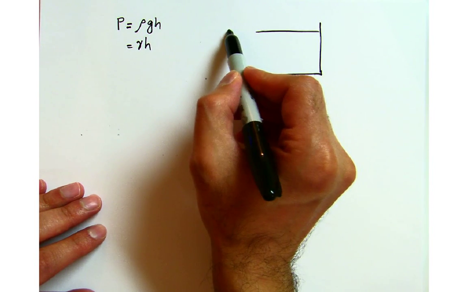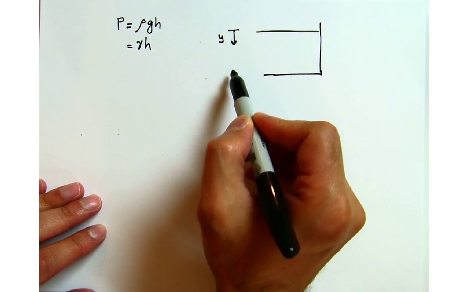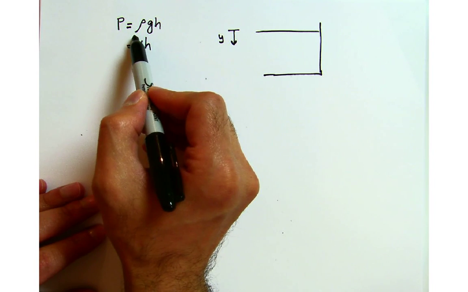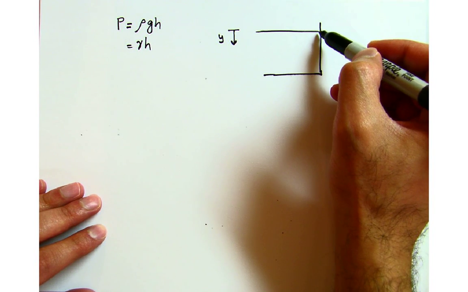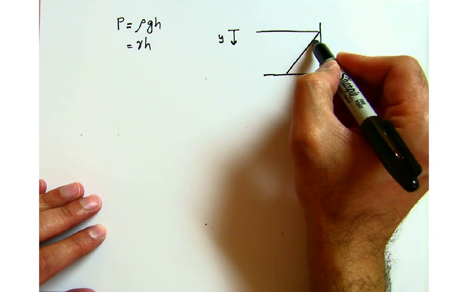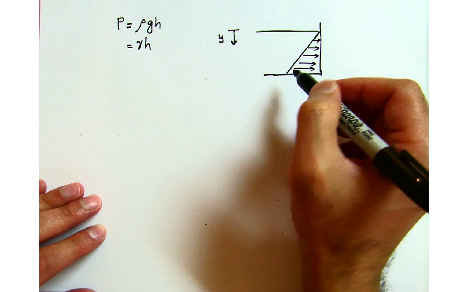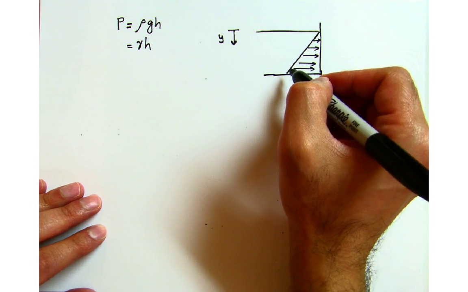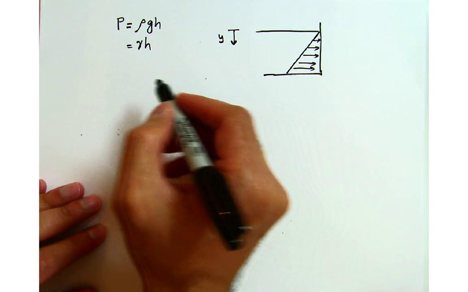So I can make this my coordinate system, which is y. The more I go inside the liquid, the higher the pressure will be. And what we do know from this relationship is that the pressure increases linearly. So if I draw a line like this, it will be a linear relationship, and it shows that the pressure increases with the depth. As the pressure increases with the depth, the force also increases on the surface as we go down in the fluid.